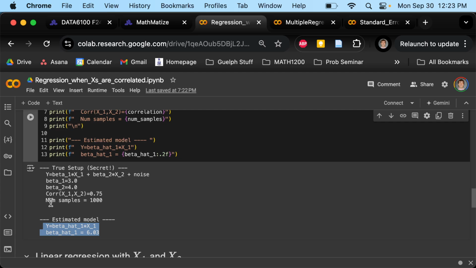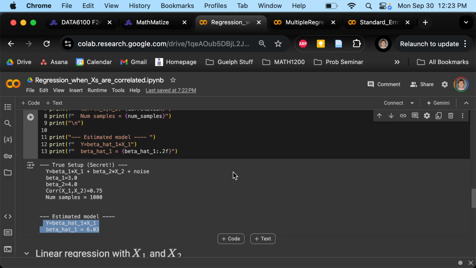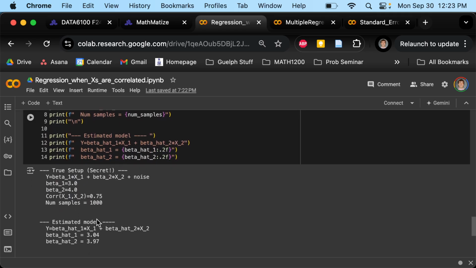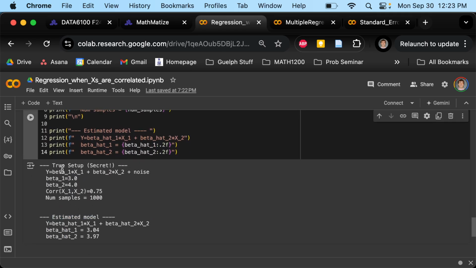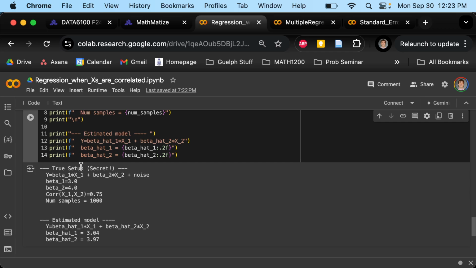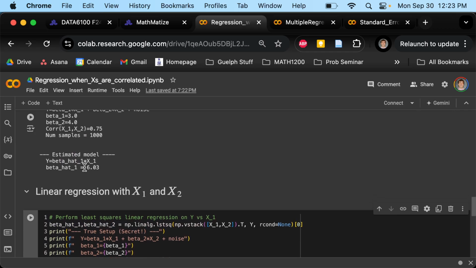Why did it come out to 6? It's because it's 3 plus 4 times 0.75. So when you change x1 by 1, you kind of think of moving x2 up by 0.75, and the true amount of change in y will be 3 plus 4 times 0.75, and that corresponds to what we measure, which is 6. On the other hand, if you really measure it the right way with x1 and x2, then you really get 3 and 4.